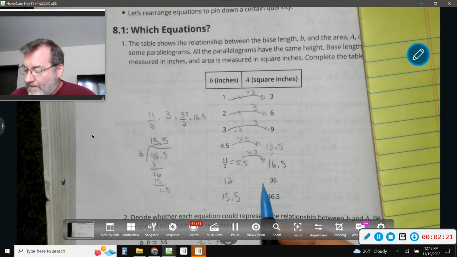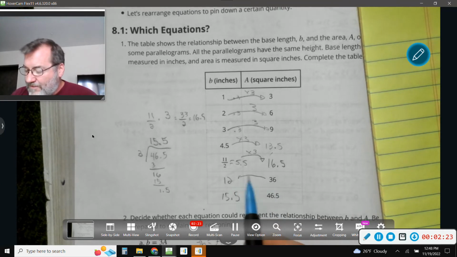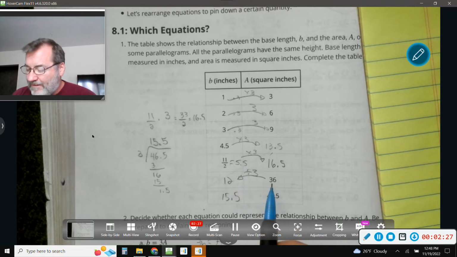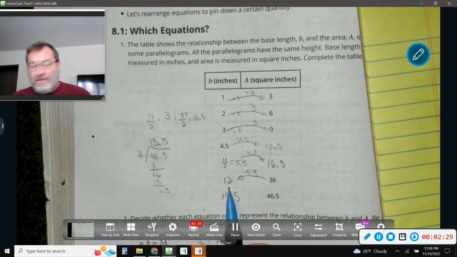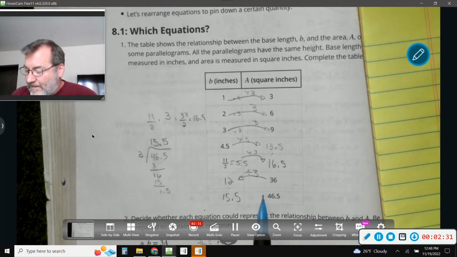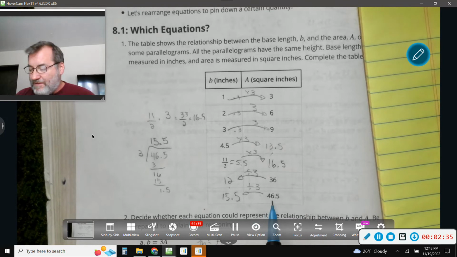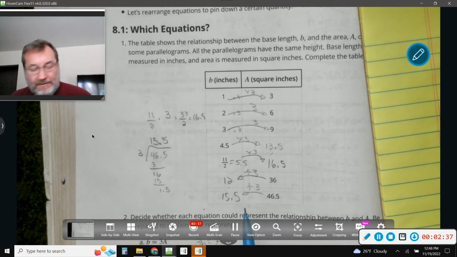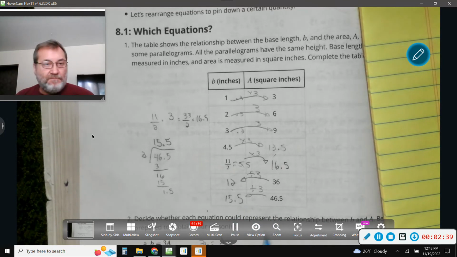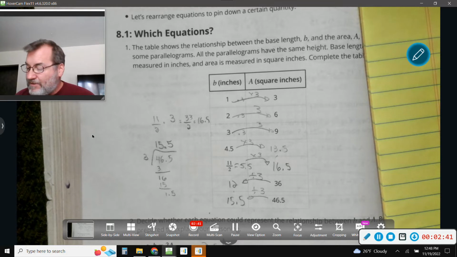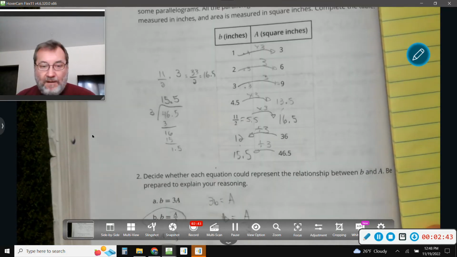Great. Now if I want to go backwards, rather than multiply by 3, I divide by 3. So 36 divided by 3 is 12. And same thing here, I divide by 3 since I'm going backwards. 46.5 divided by 3 is 15.5. So there's a direct relationship there. And moving on to number 2.